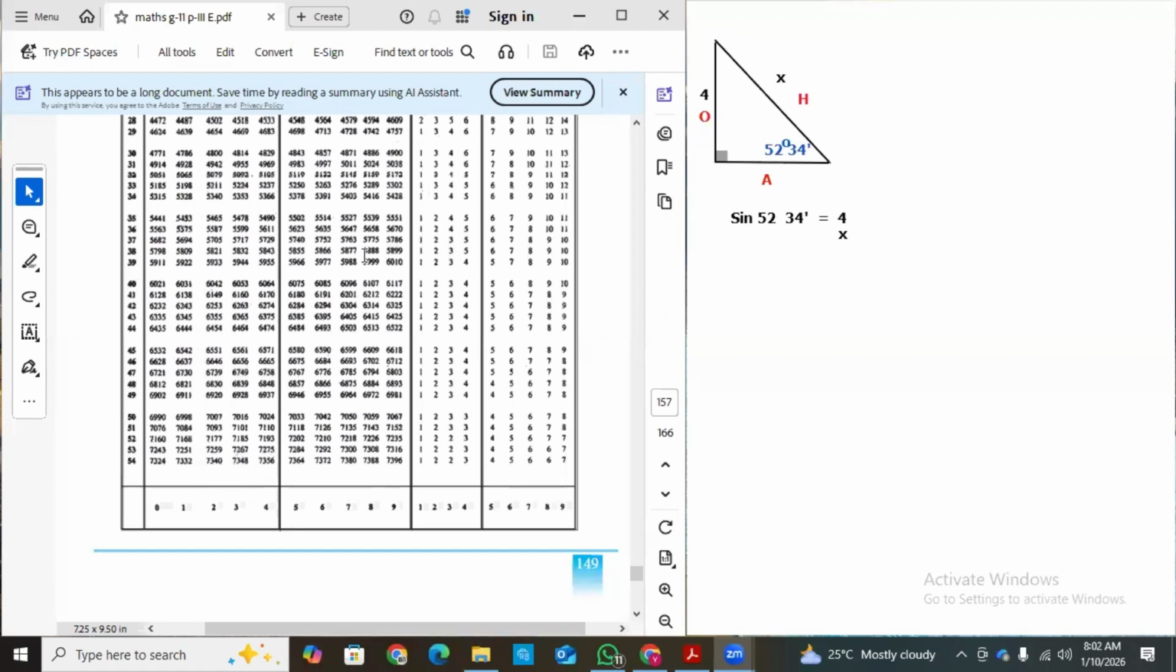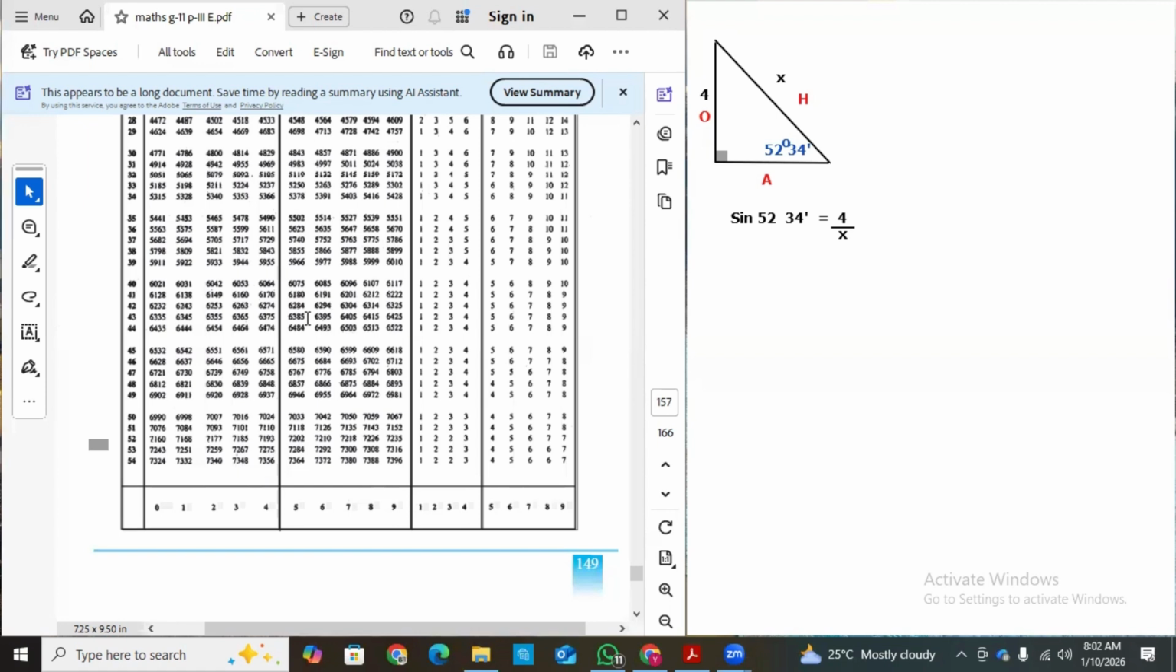Okay, guys, so now we are going to calculate this x, the unknown. The unknown is at the denominator this time. So how to simplify these types of questions? We'll check down. And it's O and H. O and H means again it's sine 52, 34 we have already marked, and opposite is 4 and the hypotenuse is x. So we place them, right?